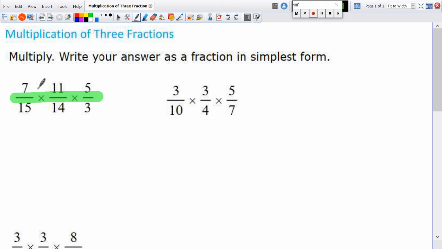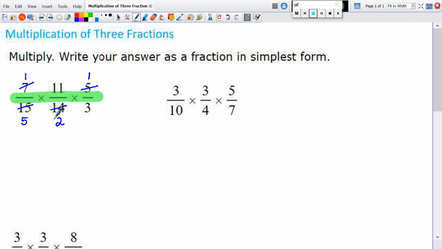Now you want to look at the numerators on the top and see if they can simplify with anything on the bottom, just to make your numbers a little bit smaller. So 5 and 15 can both be divided by 5, so I'm going to do that. 5 divided by 5 is 1, 15 divided by 5 is 5. 7 and 14 can both be divided by 7, so I'll do that. 7 divided by 7 is 1, 14 divided by 7 is 2. 11 and 3, they don't have anything else.